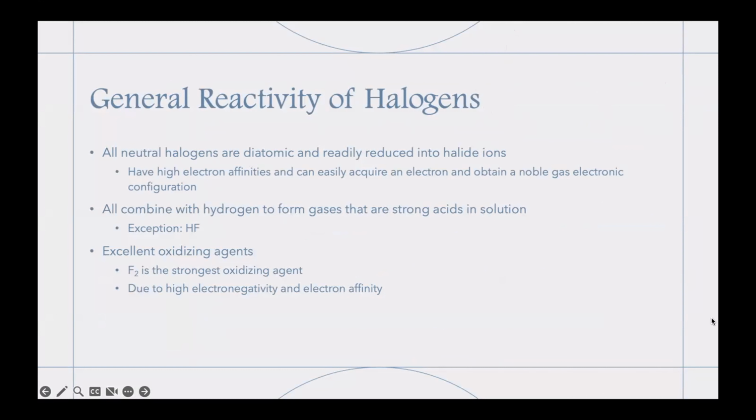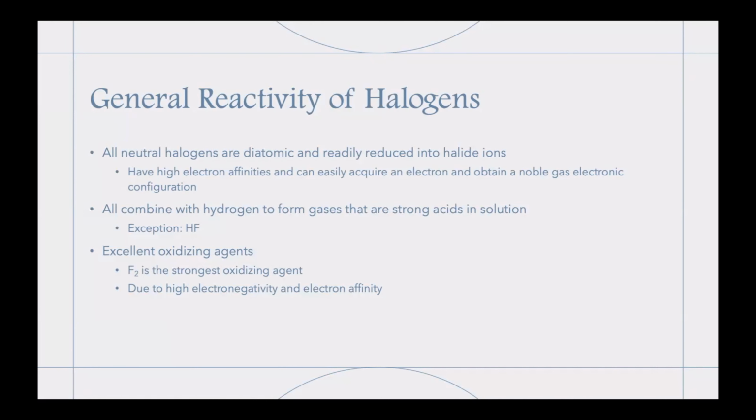So to begin a conversation about the general reactivity of the halogens, generally all neutral halogens are diatomic and are readily reduced into halide ions. They have very high electron affinities, as discussed earlier, and this allows them to easily acquire an electron and be stabilized after they acquire this electron. Once they acquire one, they have a noble gas electronic configuration since they are the neighbors to the noble gases. These diatomic halogens will combine to form gases that are strong acids in solution, with the exception of hydrofluoric acid, which will be discussed later.